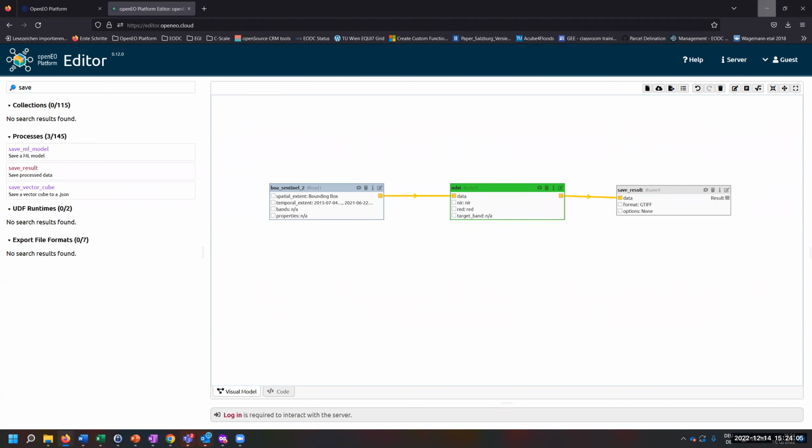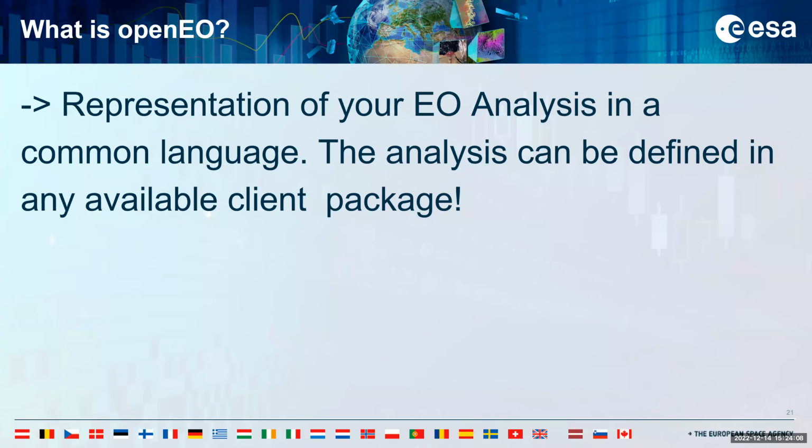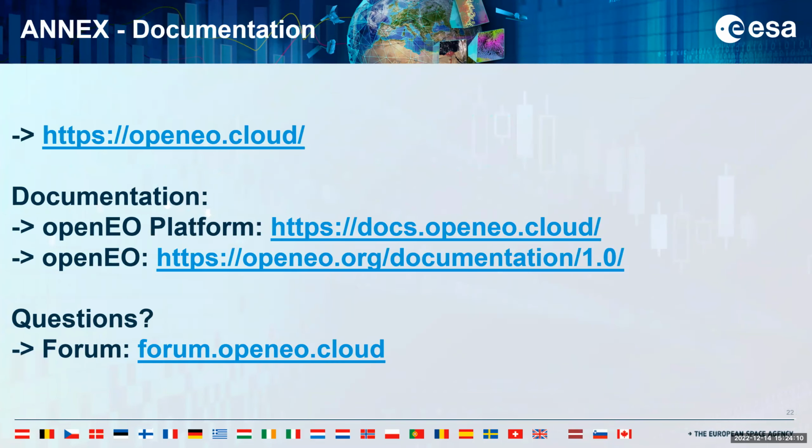Yes, maybe quickly another last point. So where can you find help? OpenEO.cloud is the first address to go to. There's also a documentation page available on docs.openeo.cloud, and I have already shared with you the openeo.org. This is basically the predecessor project, exactly. And if you have any questions, the forum is also helpful.